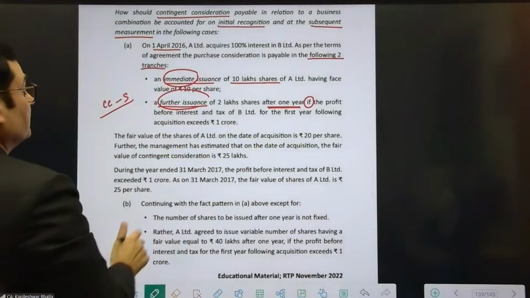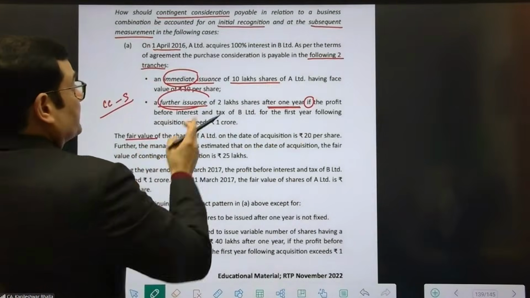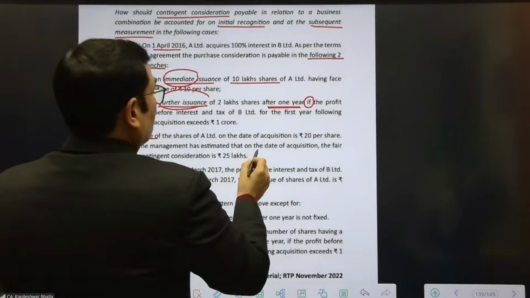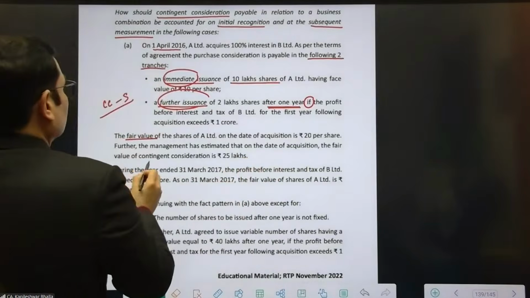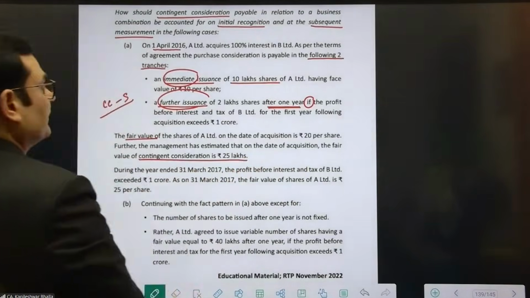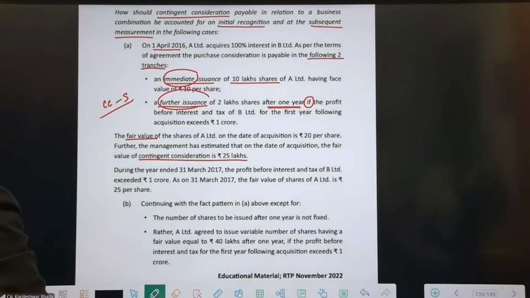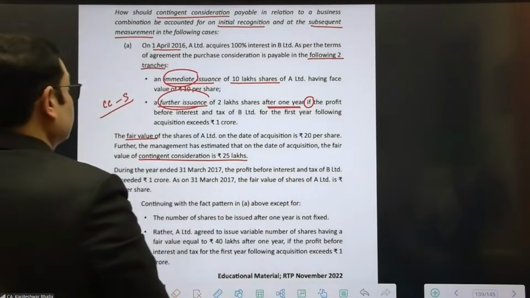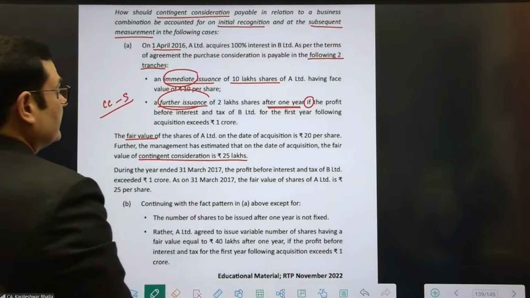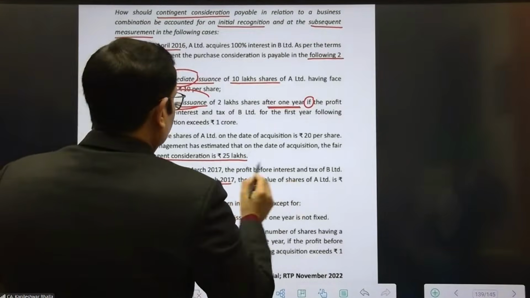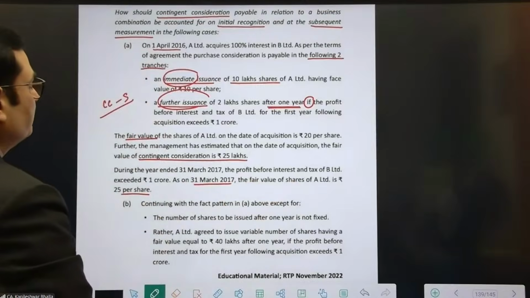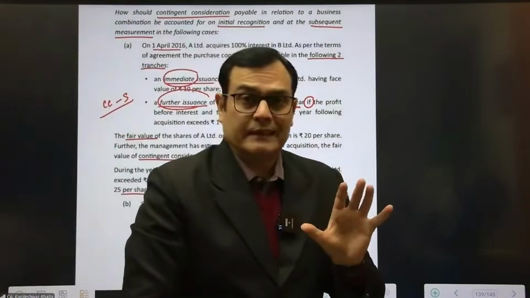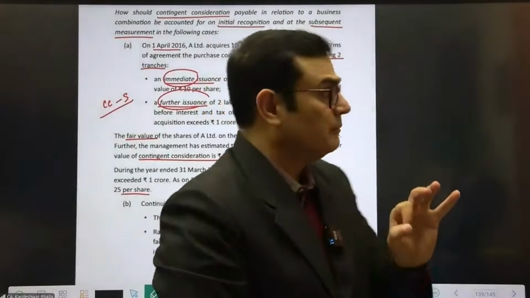Then it says the fair value of the shares of A on the date of acquisition is 20 rupees per share. Further, the management estimated on the date of acquisition that the fair value of the contingent consideration is 25 lakhs. During the year ended March 17, the profit before interest and tax exceeded 1 crore. And then it says on 31st March, the fair value of the share has become 25 per share. Okay, now let's first understand part A. We'll get the answer, then we go to part B.